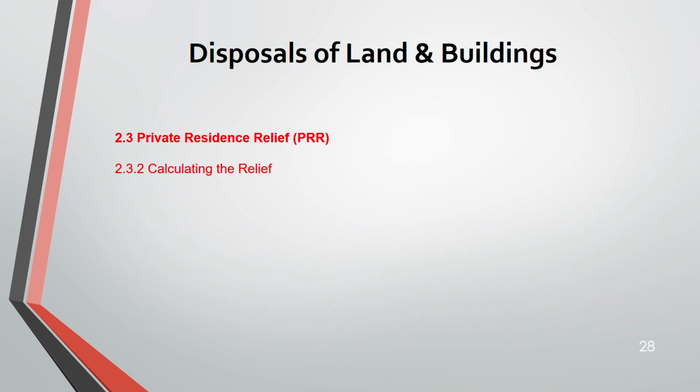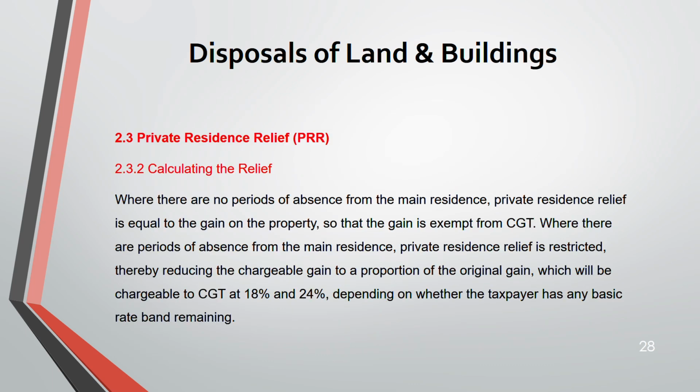Now, calculation of the relief, how it is calculated. When there is no period of absence from the main residence, what happens? The entire amount is exempt from CGT. That means you have been staying in that property throughout. You were never absent. So whatever your gain is, that is equal to your private residence relief. That means the entire gain is exempt, which is the best. But sadly, that rarely happens.